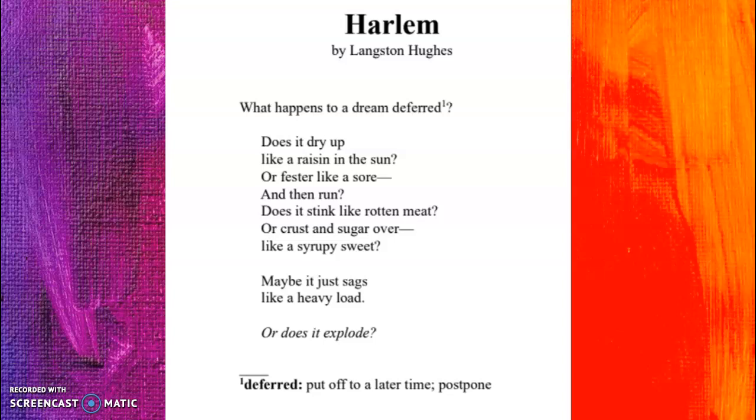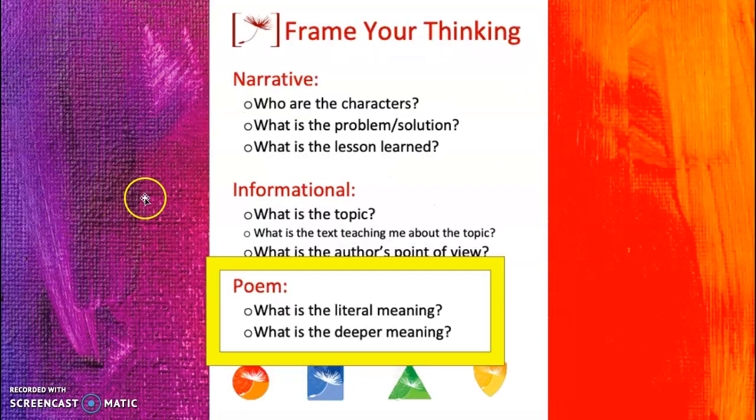All right, so you probably noticed that there were some stanzas, some atypical punctuation and spacing, and this overall looks like a poem to us. So yes, indeed, we are reading the poem Harlem by Langston Hughes today. So if we are reading a poem, our genre frames, or our thinking jobs, as we read the poem are: 1, what is the literal meaning? And number 2, what is the deeper meaning? What is the poet trying to tell us with these words? What deeper meaning or message do they want us to walk away with after reading this poem?